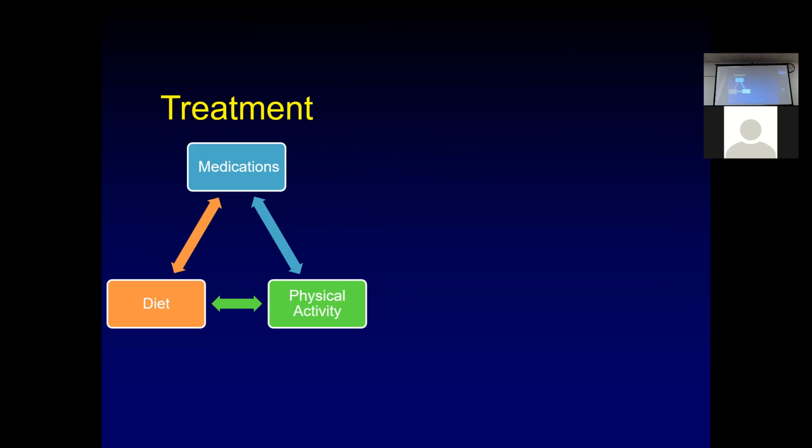Okay, so treatment for type 1, it's really medication, and then being cognizant of what you're eating. For type 2, it's some combination of all of these things, which we really want to try to focus on these bottom two, on diet and physical activity.